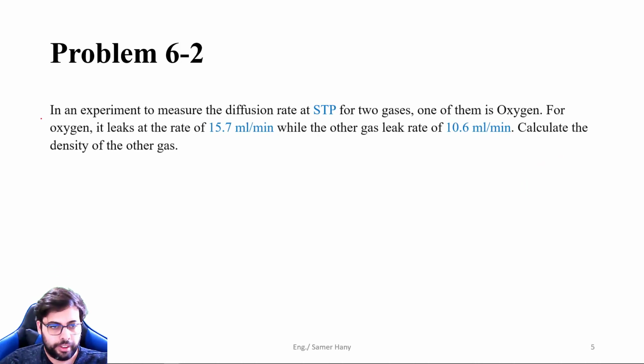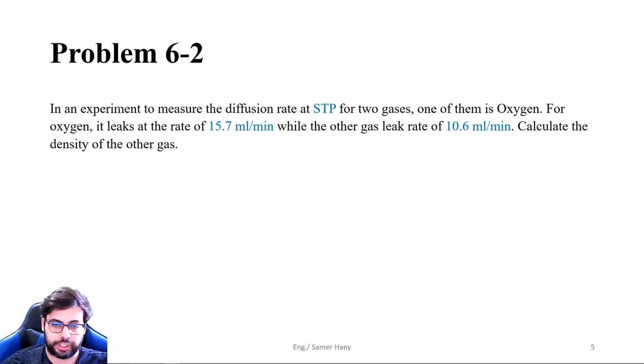Alright, next question. In an experiment to measure the diffusion rate at STP, standard temperature and pressure, for two gases, one of them is oxygen, so we know the first gas is oxygen, and it leaks at the rate of 15.7 milliliters per minute, while the other gas leaks at 10.6 milliliters per minute. Calculate the density of the other gas. So we have this other gas X. We don't know what gas it is, but we do know the rate of diffusion for that gas, which is milliliters per minute or number of moles per minute. It won't make a difference if we're just dividing both rates.